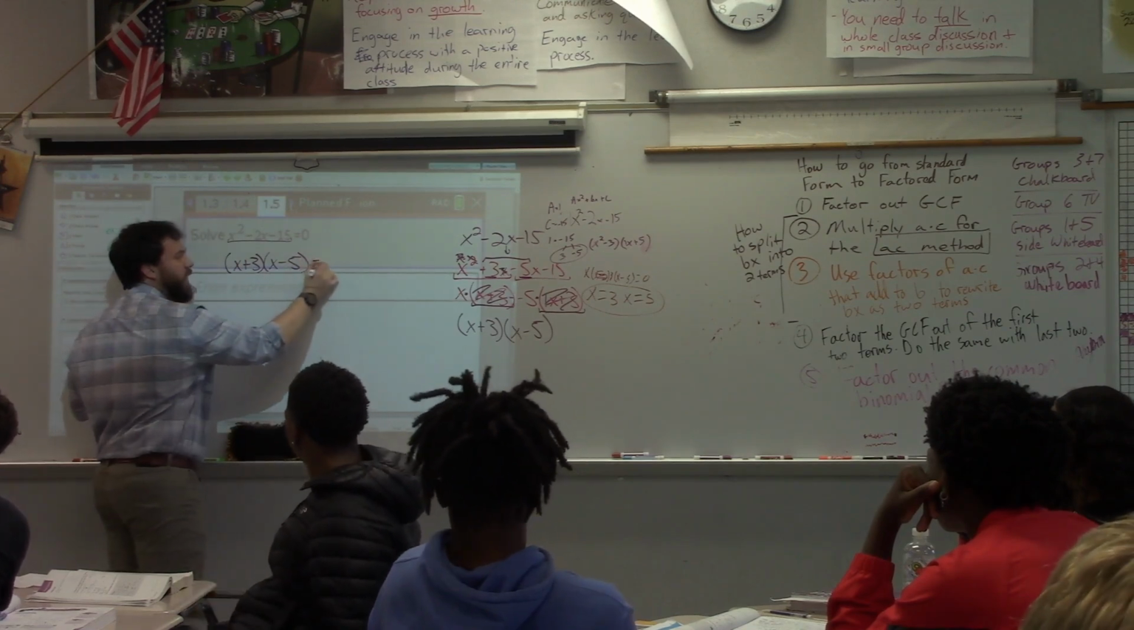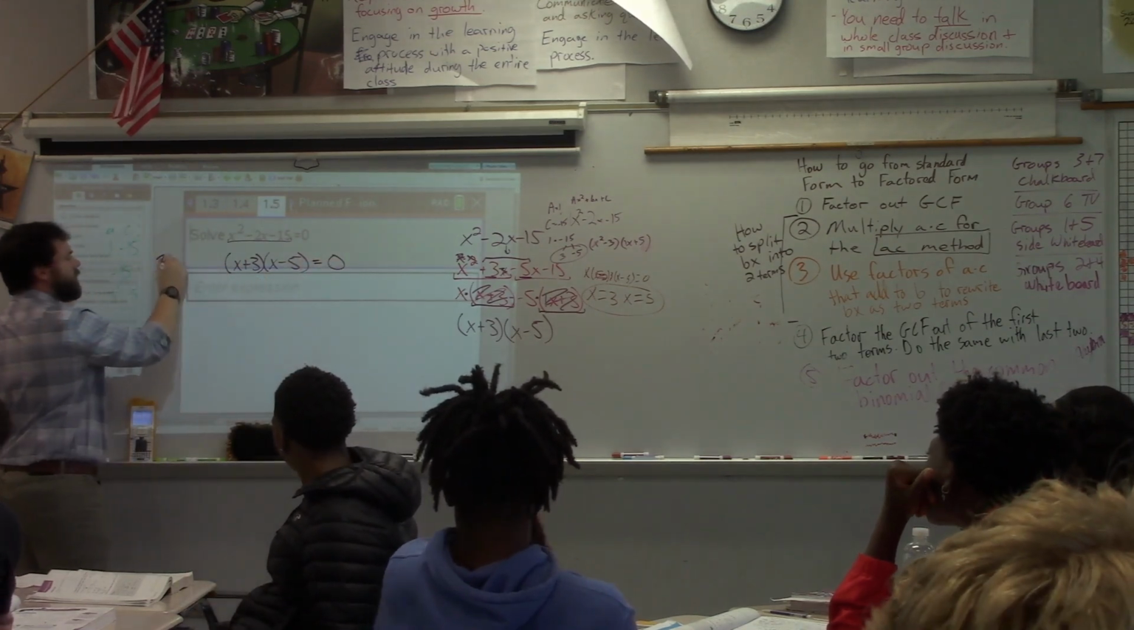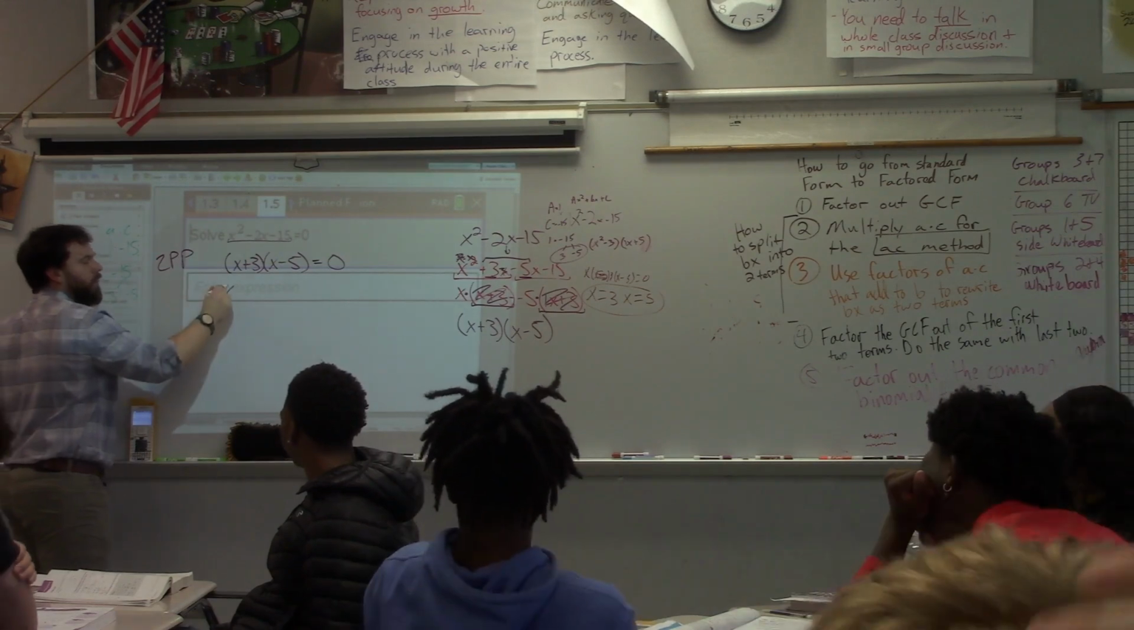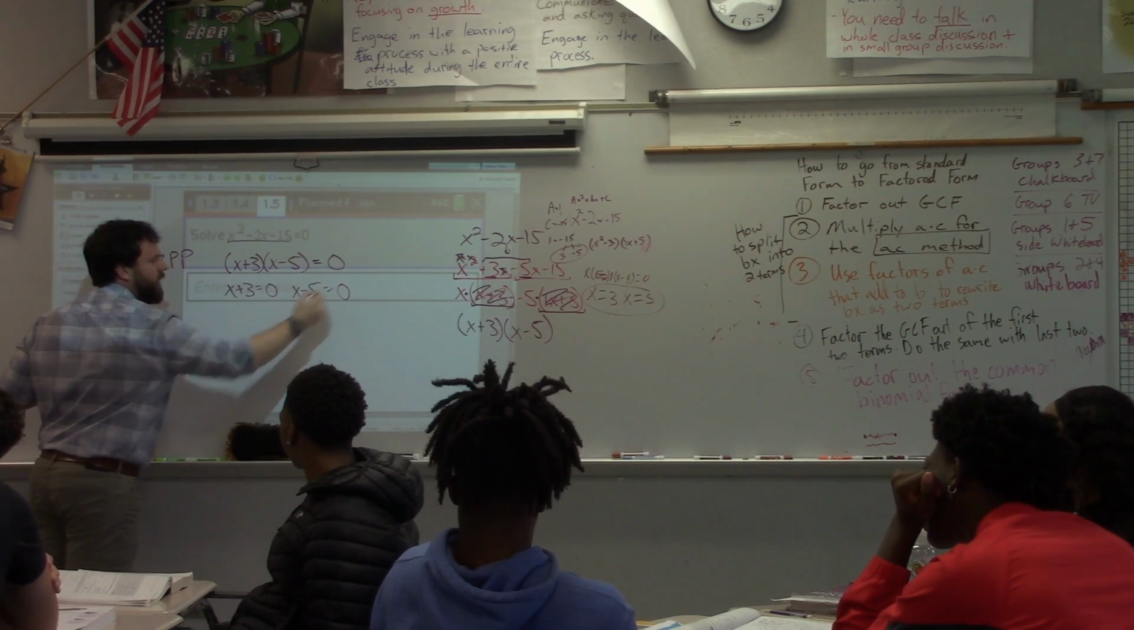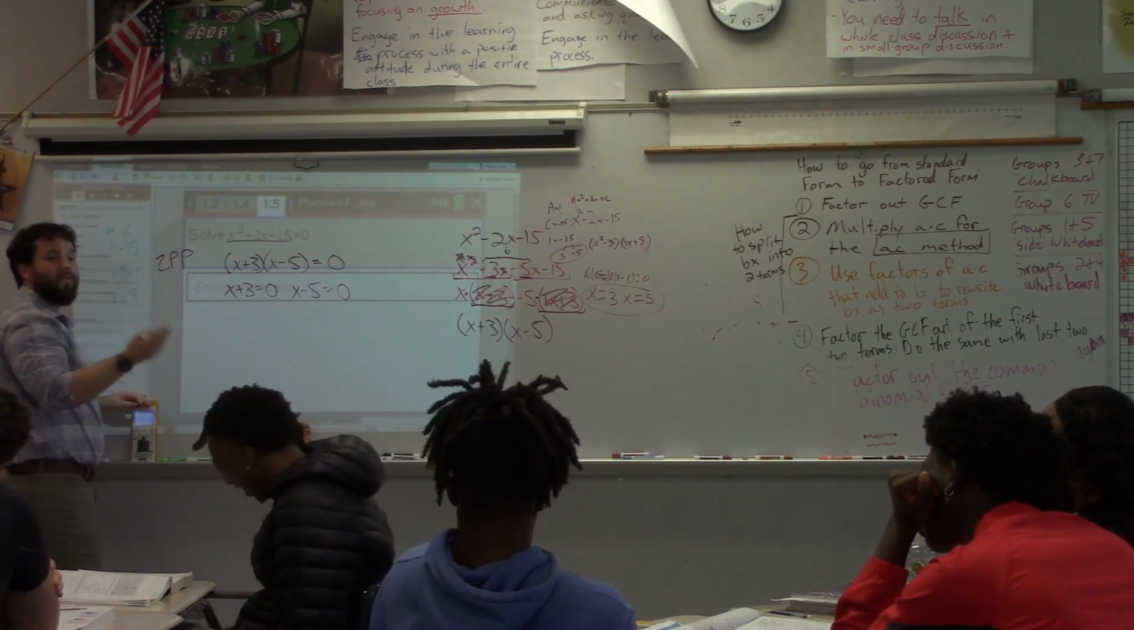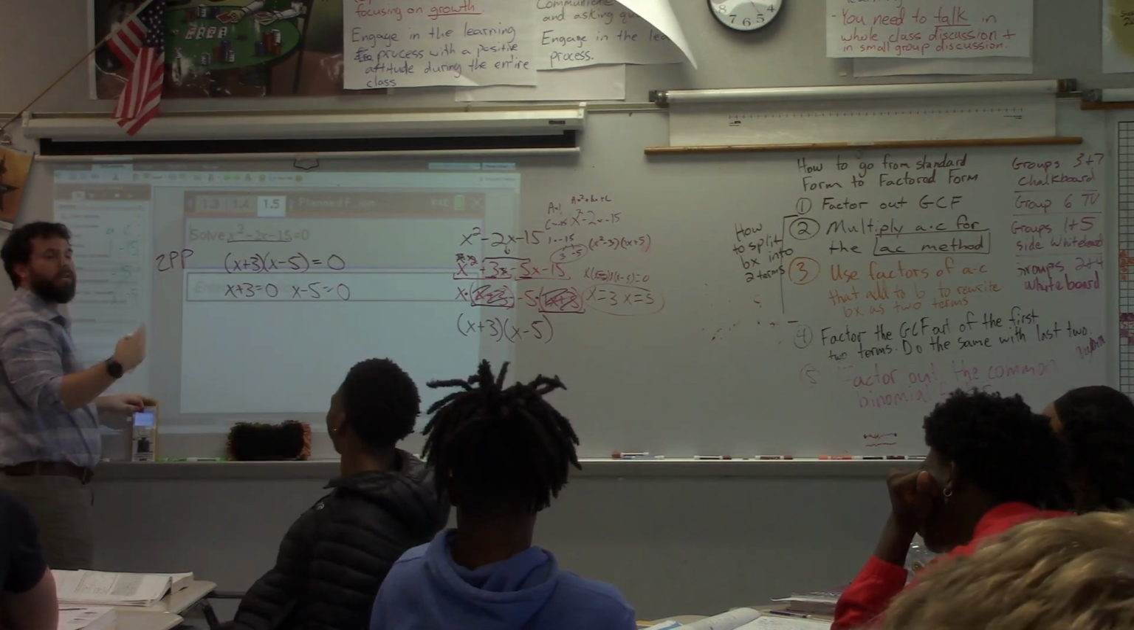Good. Now my factored form equals 0, so I can use the zero product property. So we know one of them is going to be equal to 0, at least one of them. So we're going to set, well, notice, saying one of them equals 0 means that one is equal to 0 and the other one's not.